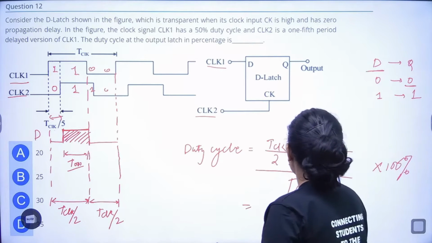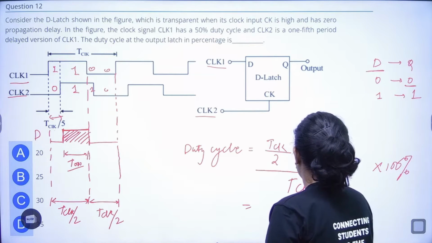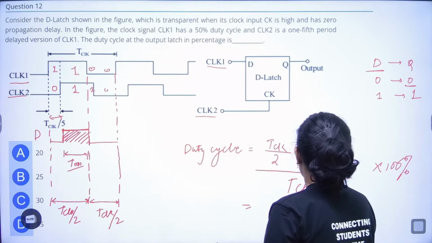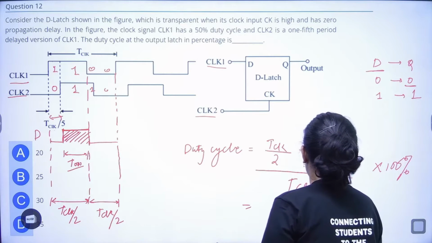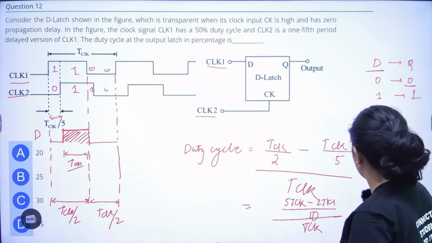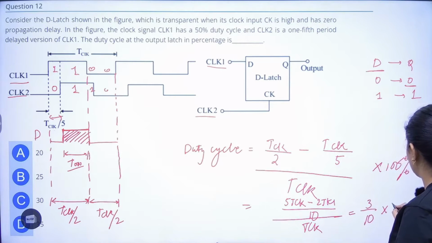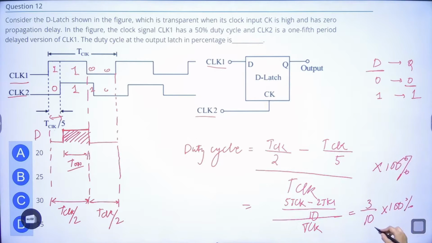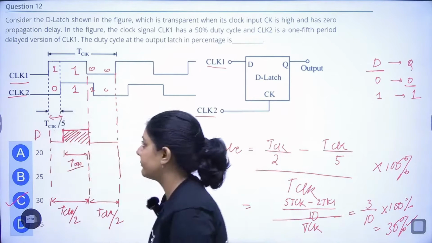So if you solve this, this will be 10, 5 T clock minus 2 T clock divided by T clock, which equals 3 by 10 into 100%, which is equal to 30%. So 30% is your correct answer.